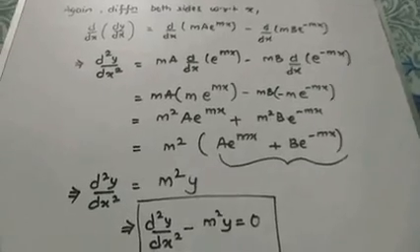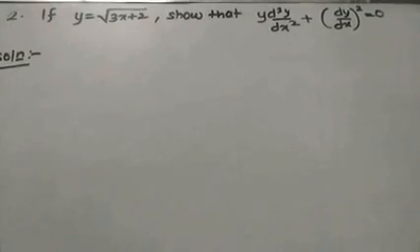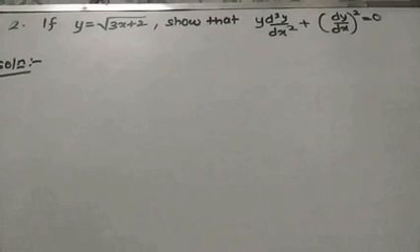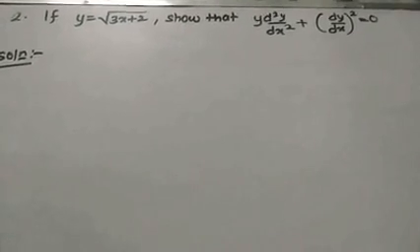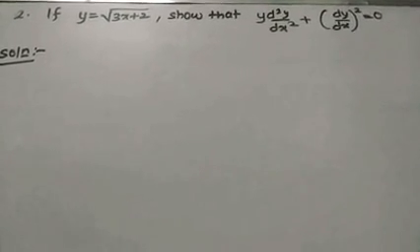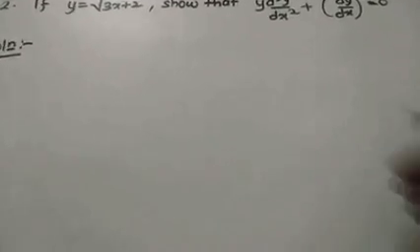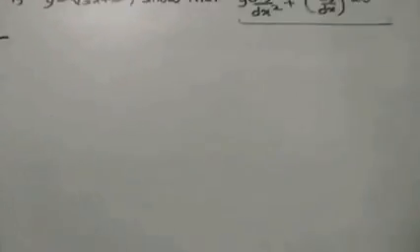Okay, now let's proceed to the next question. Question number 2. If y equals root over 3x plus 2, then show that y d2y by dx2 plus (dy by dx) whole square equals 0. So now here we have to prove this expression.